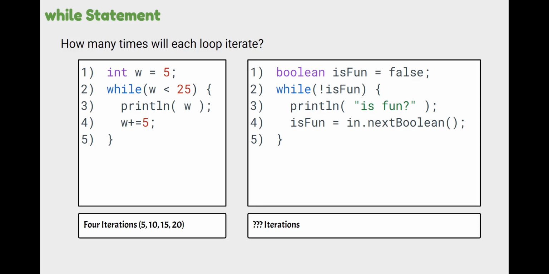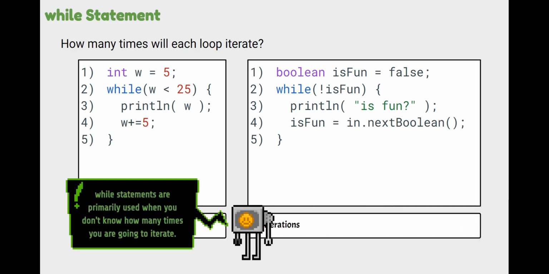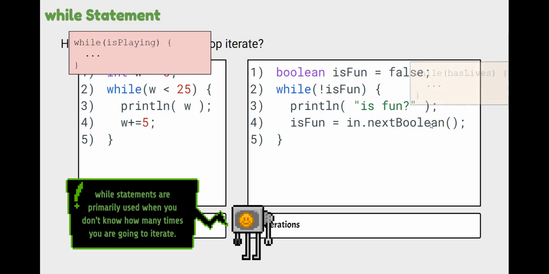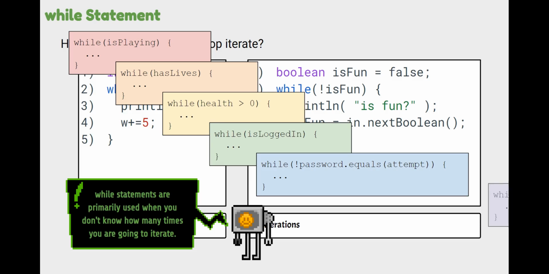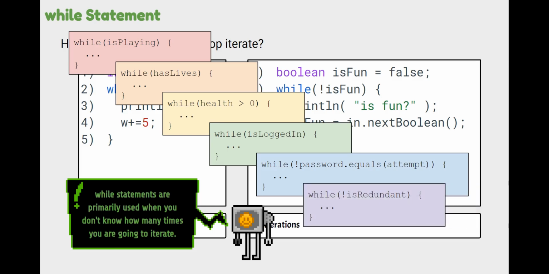So on the right is what we see as the more common application of the while statements. While statements are primarily used when you don't know how many times you are going to iterate. We see occurrences like this in programs like while is playing. So if you made a tic-tac-toe game, if they played one time, you can ask them if they want to play again. And while they still want to play, you will continue doing that loop over and over again.